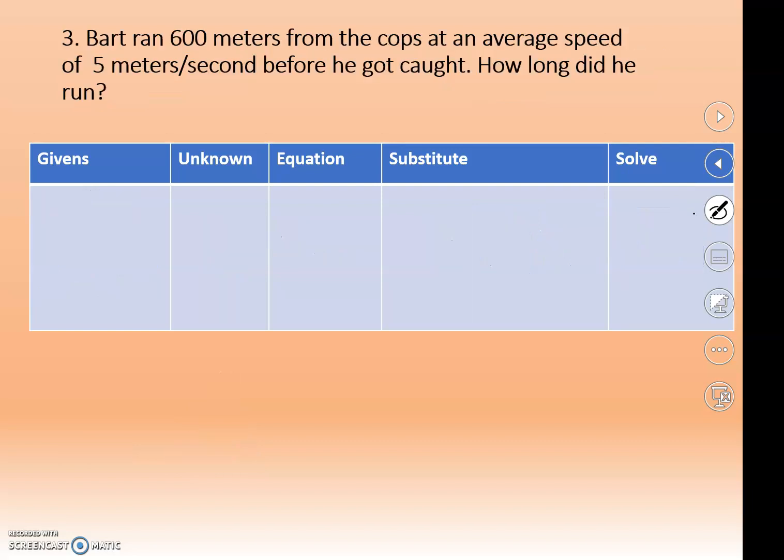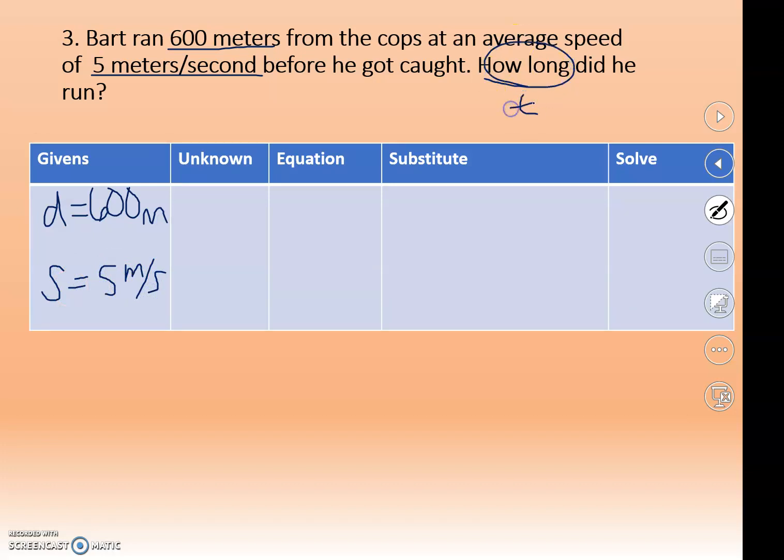Number 3, Bart ran 600 meters from the cops at an average speed of 5 meters per second before he got caught. How long did he run? So we are given 600 meters and 5 meters per second. Well, we should be thinking that distance is our 600 meters, and our average speed this time is 5 meters per second. Our unknown, we're looking for how long. So of course this goes with time. So we're solving for time.